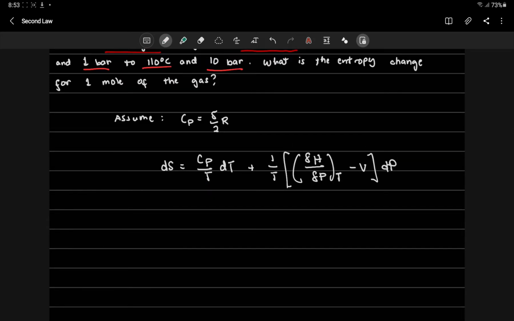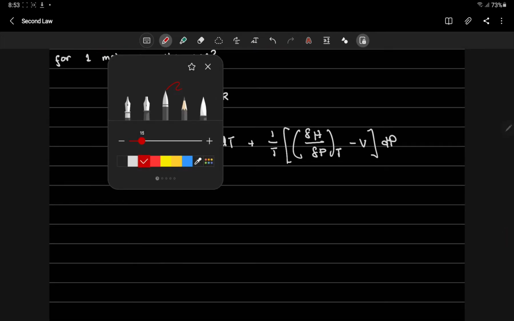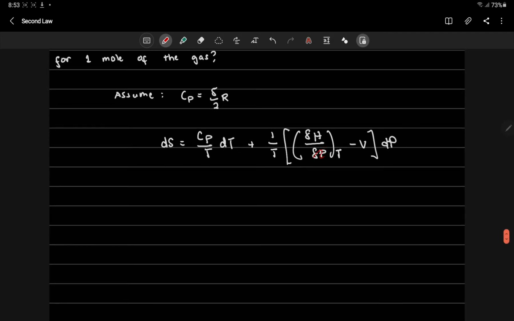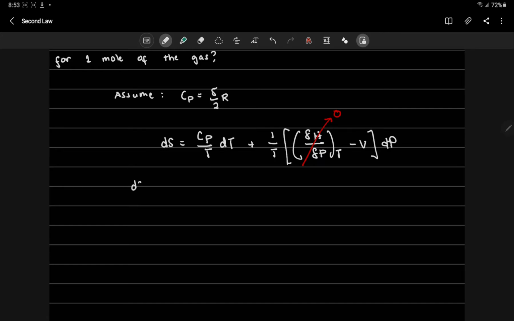Ito na yung equation natin. But since ideal gas ang meron tayo, we can actually reduce this equation further. Remember that for an ideal gas, this term here will be equal to 0. Okay, so what will be the reduced form of that equation? So magiging dS equals Cp over T dT plus, actually it's minus kasi meron tayong negative. So ituloy na natin, minus V over T dP.